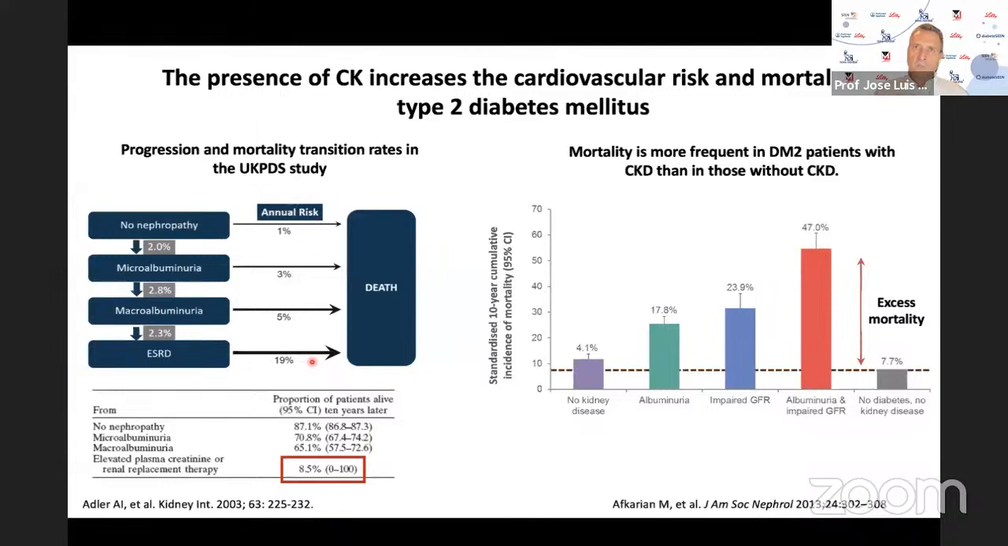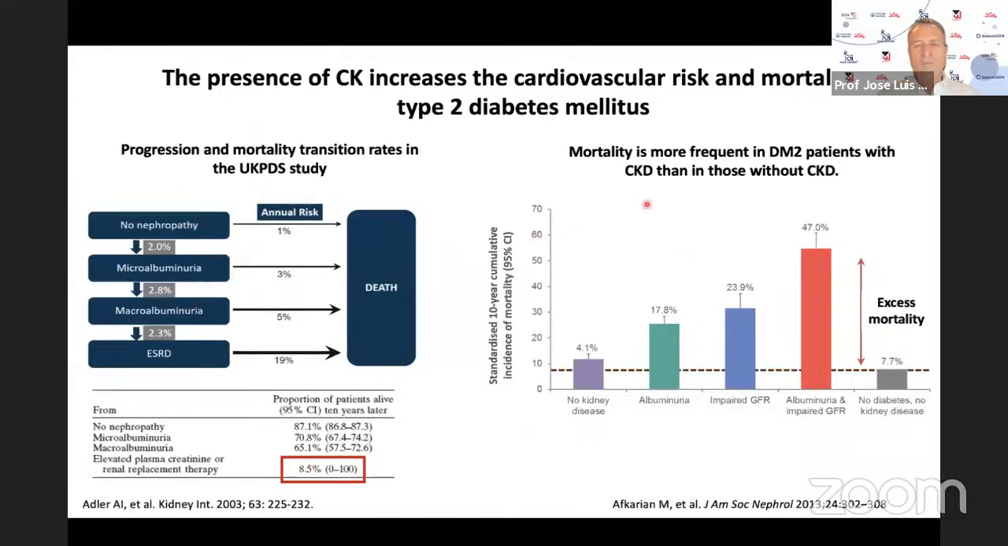Among patients in the UKPDS study who presented with elevated creatinine at the beginning of the study, at 10 years only 8.5% were alive. The mortality is really high in these patients.